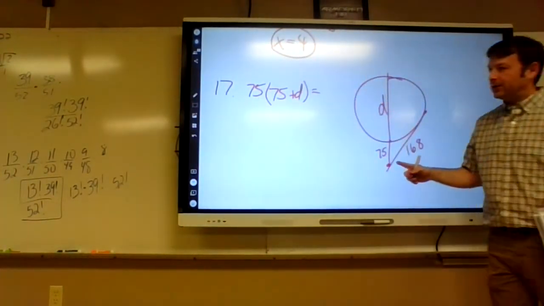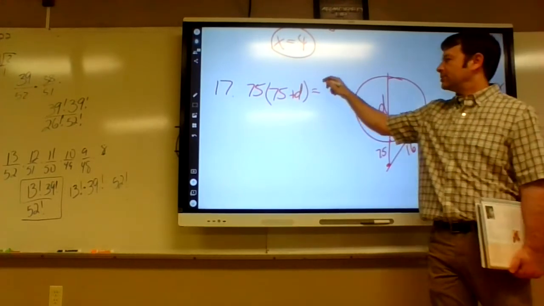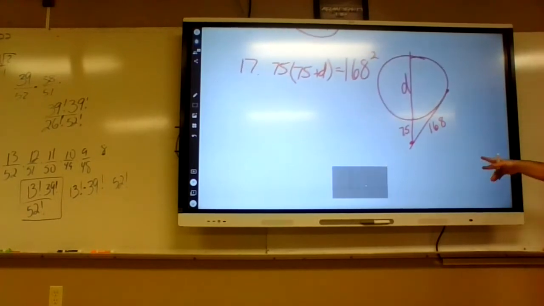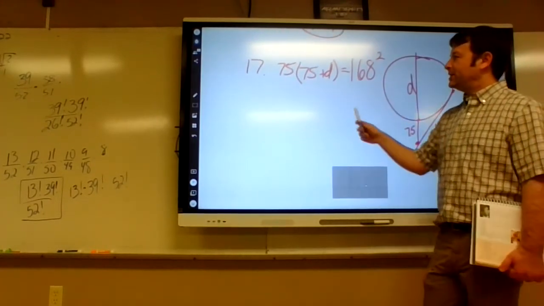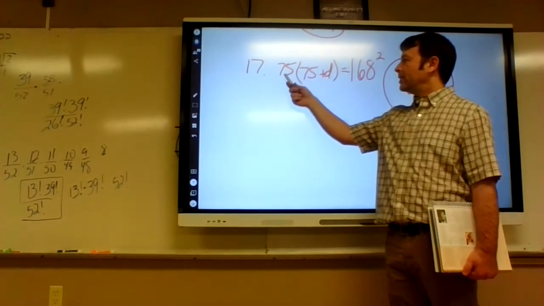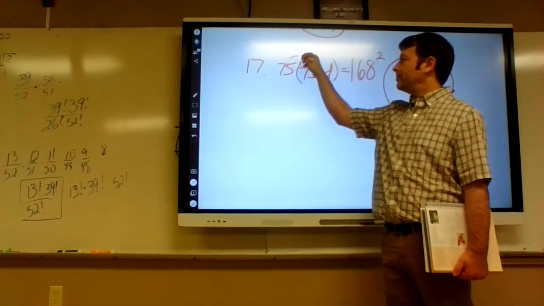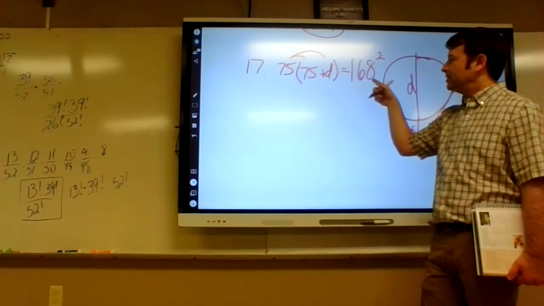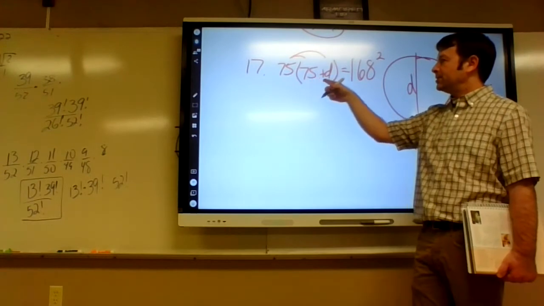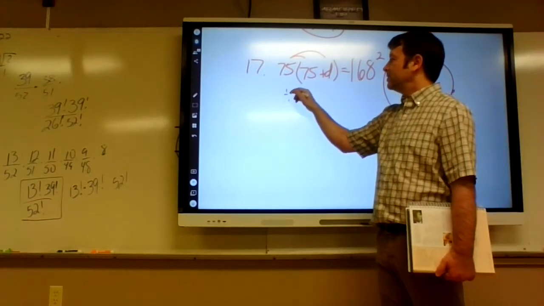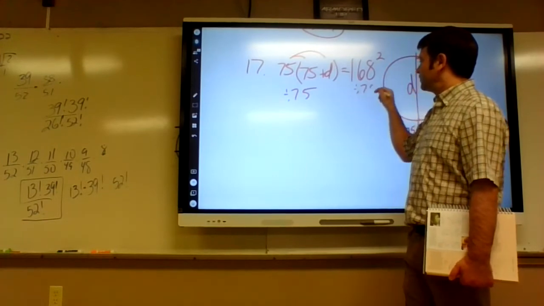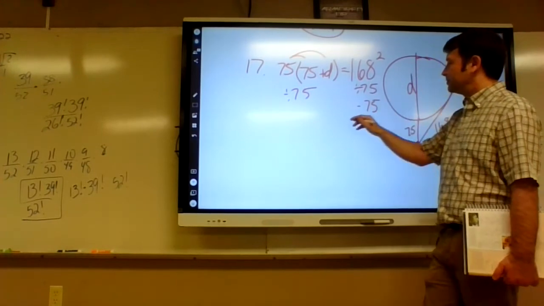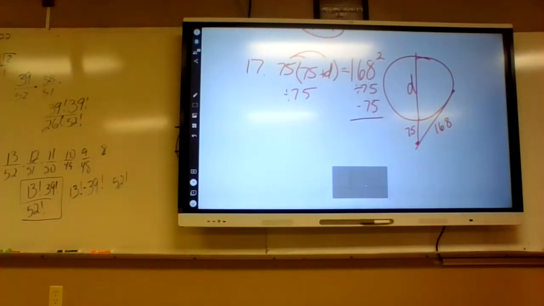Okay, what's the outside on this one? 168. What's the whole thing? 168. So I'll just say 168 squared. What's the easiest way to solve that for D here? Well, you could do distributive property there, but probably would be easier just to start by dividing by 75 to get rid of that. And then we'd have 75 plus D, so you just need to subtract. So divide by 75 first, and then subtract 75. 168 squared divided by 75 minus 75.